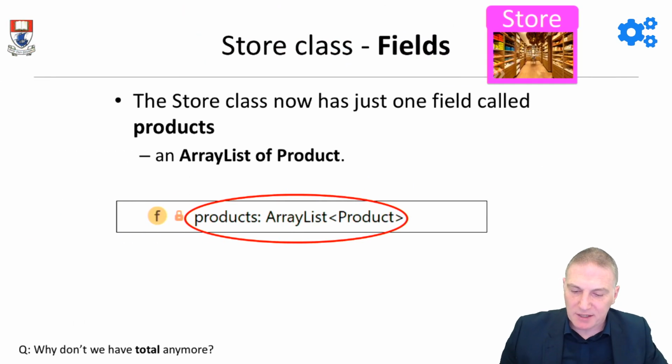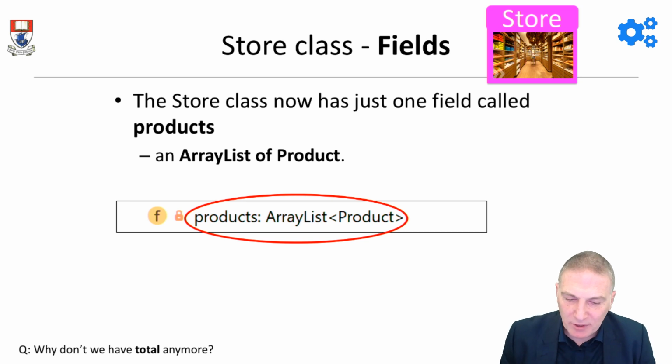So I'll just come back to here. We're looking at the fields in the store class, and we notice in this version, because we're using an array list of product, total is no longer needed. But my question is, why is that? What did we learn the last day that will allow you to answer that question?